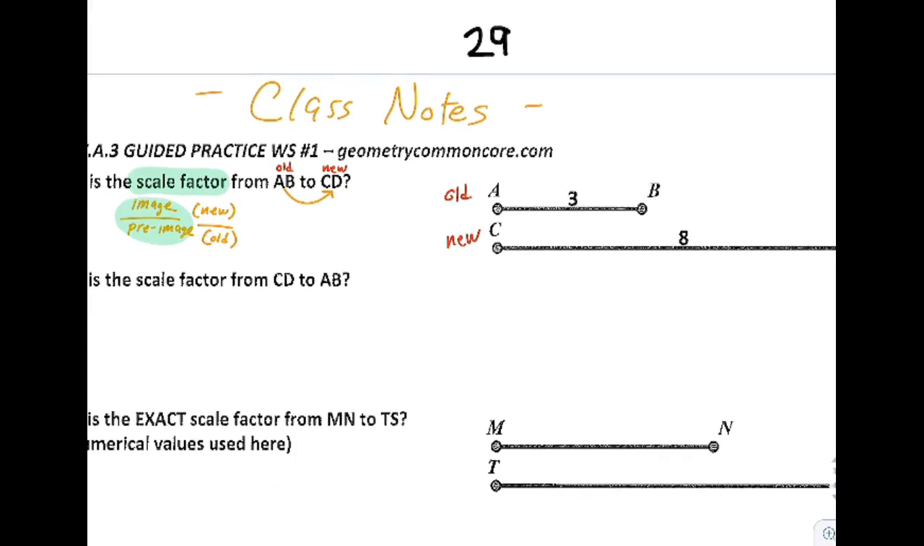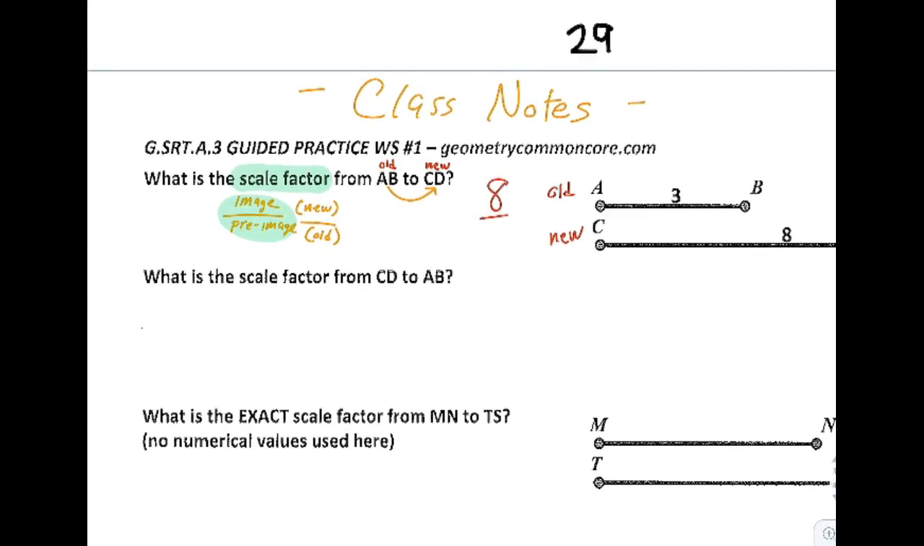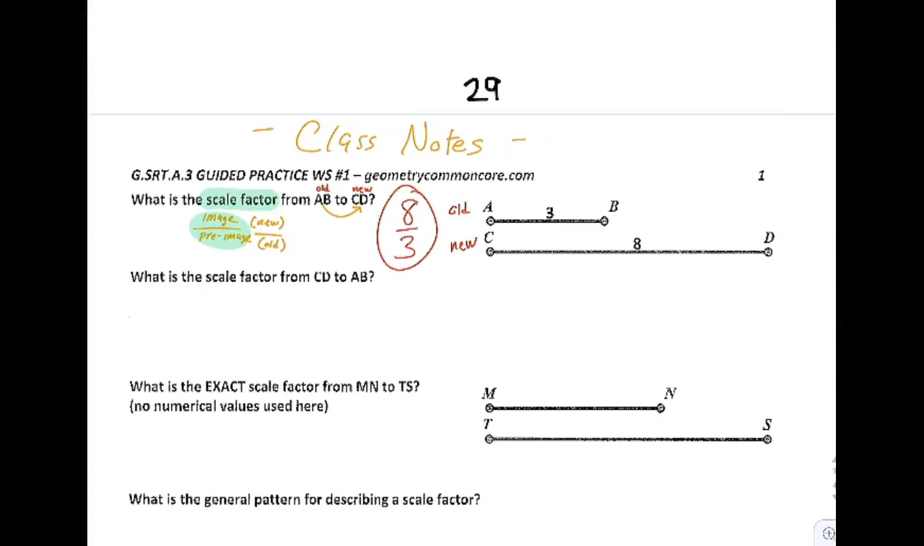So this is my old, and this is my new. So the scale factor there would be new over old. So the scale factor here is 8 over 3. Just leave it just like that. The distance 8 over the distance 3. 8/3 times bigger. Now what if you reversed it and went the other way? What if you went CD to AB? Then these two switch. And now it's 3 over 8. So if I wanted to go the other way, it's a shrinkage of 3 over 8. So it's always your new over old or image over pre-image.